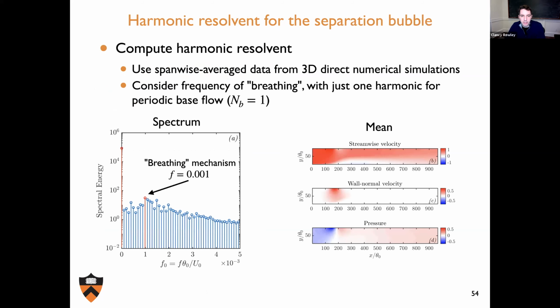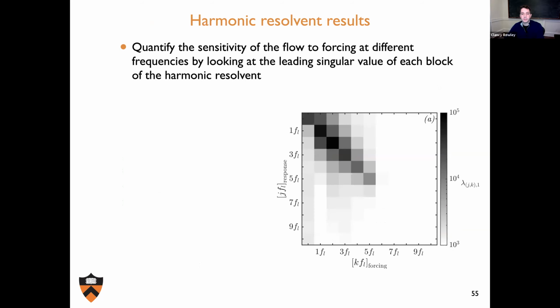And what we did here was we actually did a span-wise averaging of this data. So we had only two-dimensional data, but we looked at 3-dimensional perturbations of this. And we considered this breathing frequency that was identified in the simulations, and we took one harmonic and linearized about that periodic base flow at that frequency. Okay, and then we looked at the harmonic resolvent.